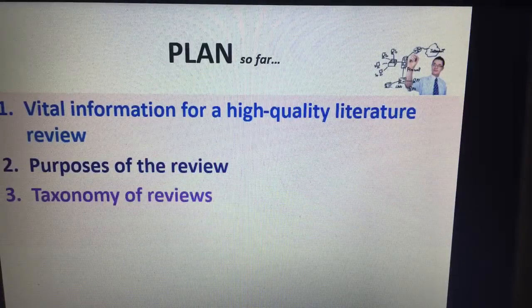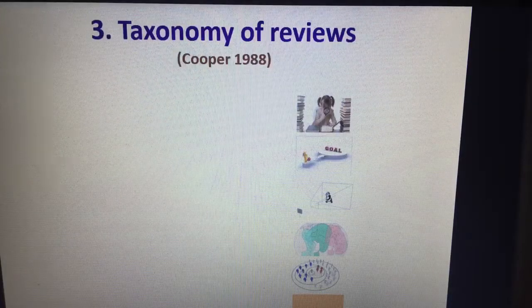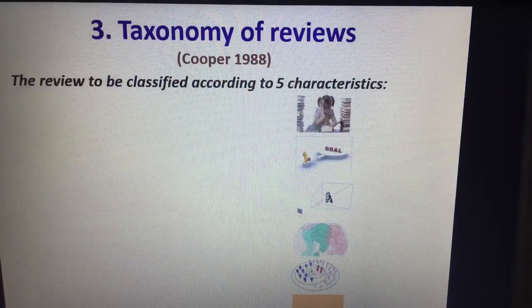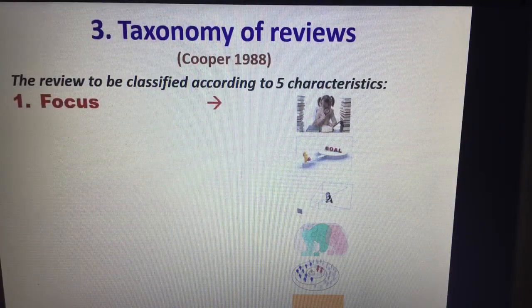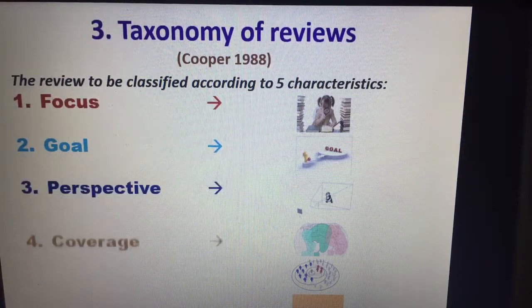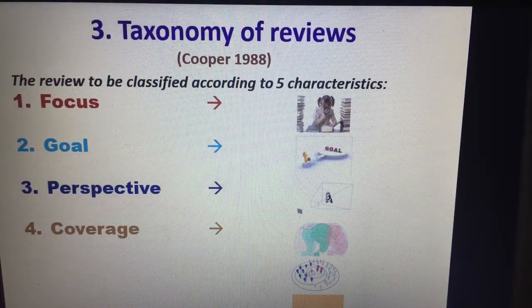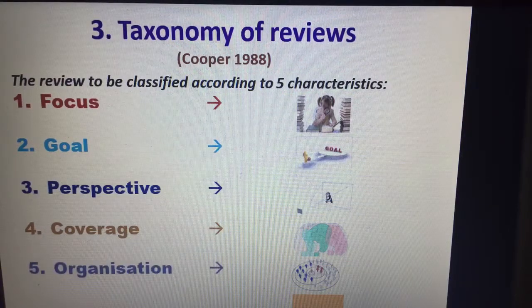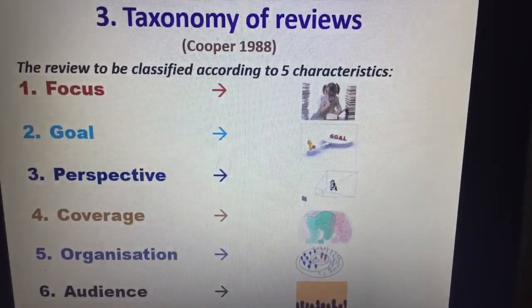We have looked at now the purpose of review. Let's look at the taxonomy, i.e. types of reviews. They can be classified under 5 categorizations. Characteristics: focus, how you focus in your study; goal of your study; perspective, which means the angle; coverage, how much coverage you need to do in your topic; and organization, how you want to organize your topic; and finally, the audience, who is going to read my research. These are all important. You need to focus on one element in each one of them. Let's look at the first one, which is focus.